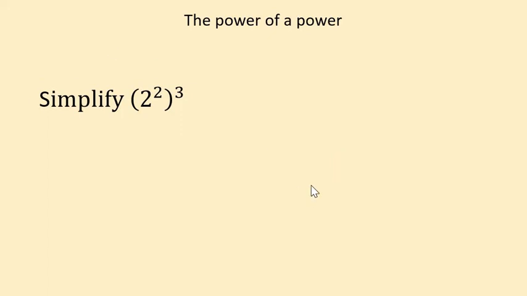So simplify 2 squared in brackets to the power of 3. Let's think about what that cube means there. That cube will apply to everything that's inside the brackets. So if we were going to think about what that means, we would have 2 squared cubed. That's everything inside the brackets times by itself 3 times: 2 squared times 2 squared times 2 squared.